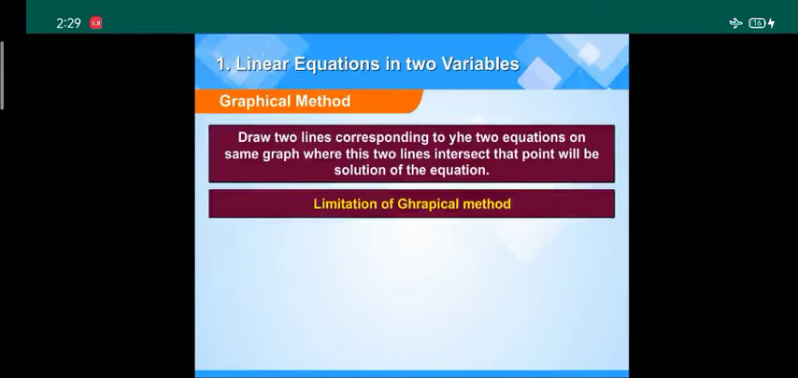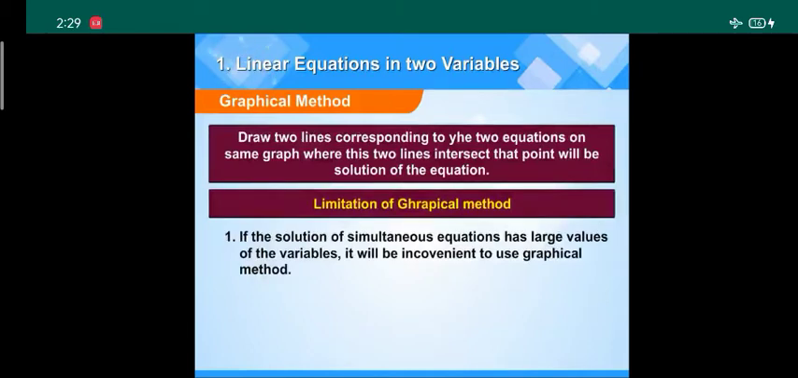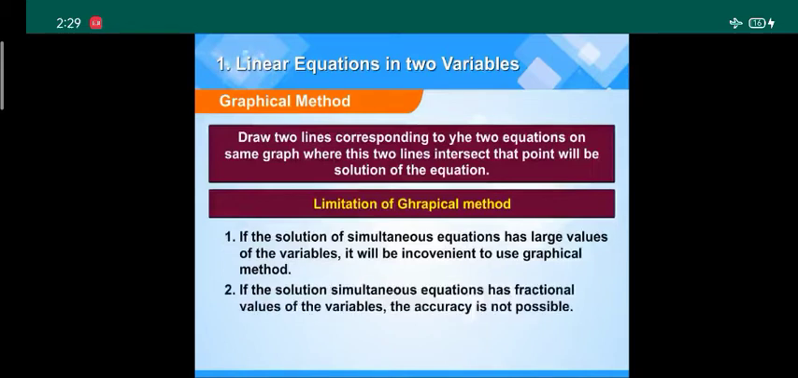Limitations of the graphical method. 1. If the solution of simultaneous equations has large values of the variables, it will be inconvenient to use the graphical method. 2. If the solution of simultaneous equations has fractional values of the variables, then accuracy is not possible.